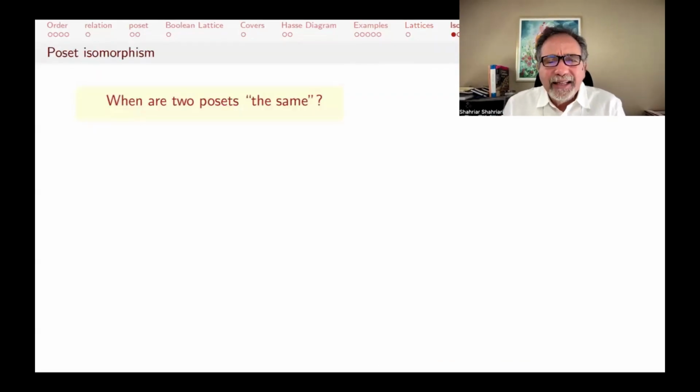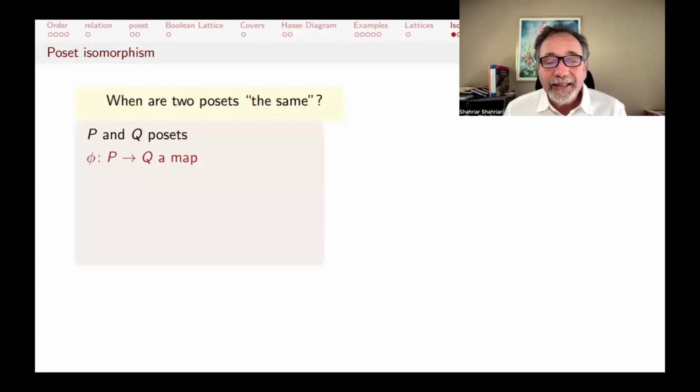Now, one last thing that I want to talk about is poset isomorphisms. When are two posets the same? Of course, two posets are actually the same if they have the same elements and the same relations. But often there are posets that maybe don't look the same, but really as far as being a poset are concerned, they are identical. They don't have any poset properties that are different from each other. And just like in other areas of mathematics, we call such posets isomorphic to each other.